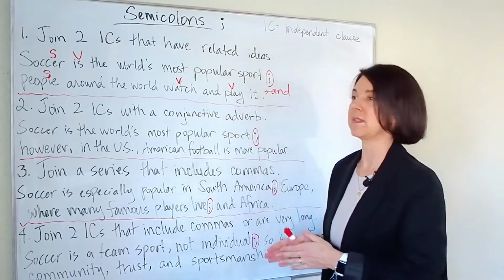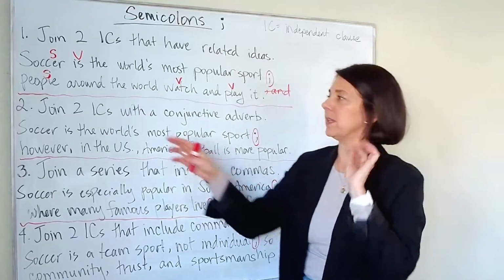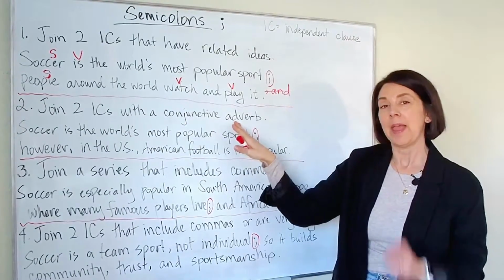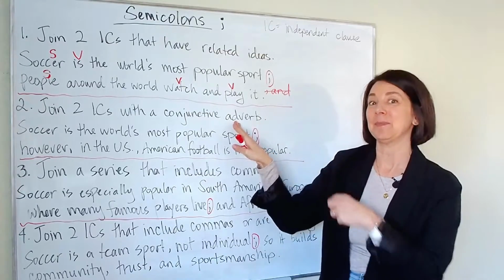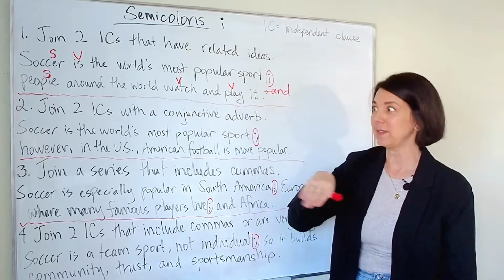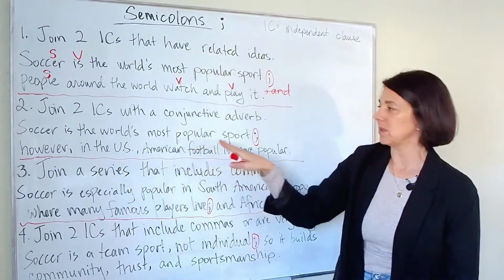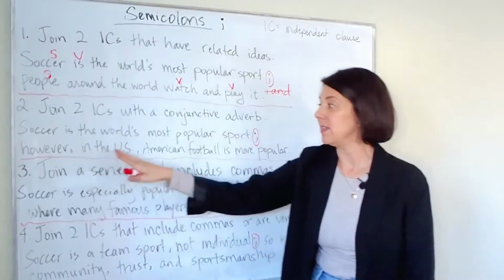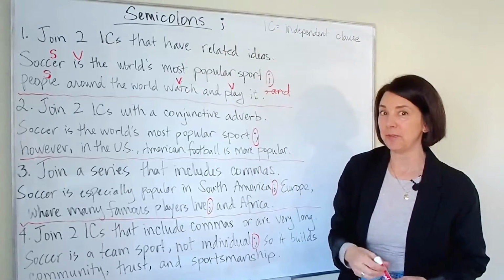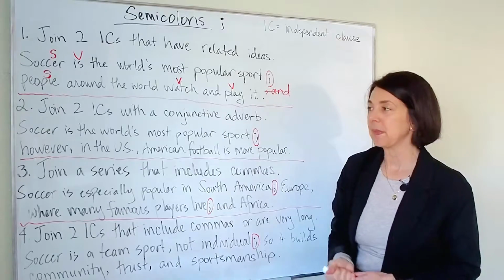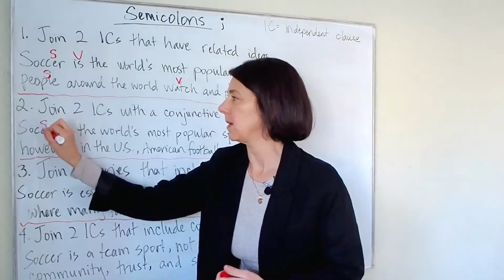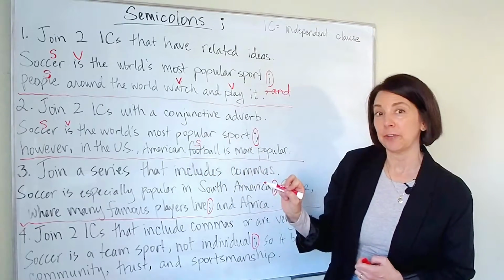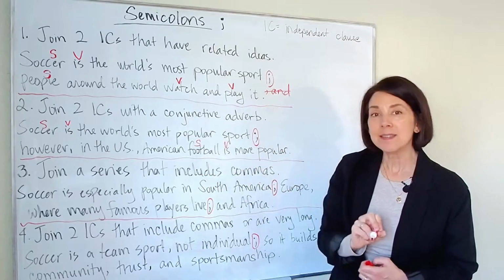Okay, let's move on to the second rule. The second rule is that we can join two independent clauses with a conjunctive adverb. And we saw a little preview of this in my previous examples. For example, soccer is the world's most popular sport; however, in the United States, American football is more popular. So again, we have two independent clauses with a subject and a verb. In the second one, the subject is American football and the verb is.